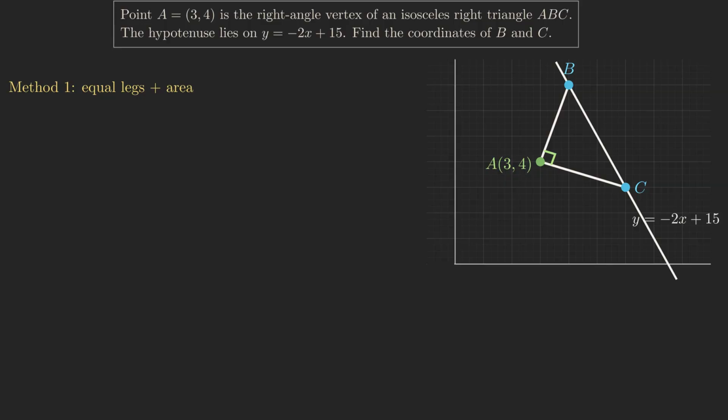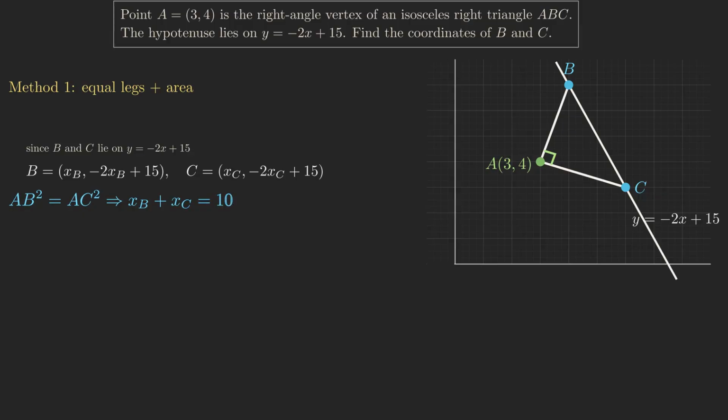In method 1, we describe both unknown points directly on the line. So we first write them in the general form, B = (xb, yb) and C = (xc, yc). Then, because both points lie on the line y = -2x + 15, we can replace yb and yc. That gives B = (xb, -2xb + 15) and C = (xc, -2xc + 15). Then we use the condition AB squared equals AC squared. After simplifying, we get the relation xb + xc = 10.